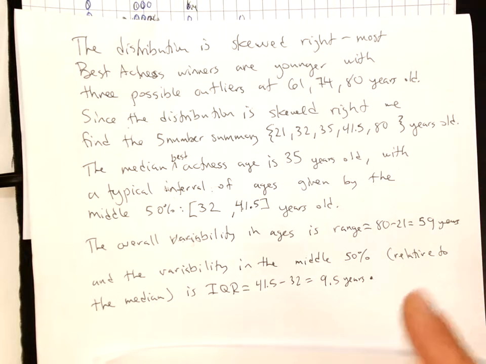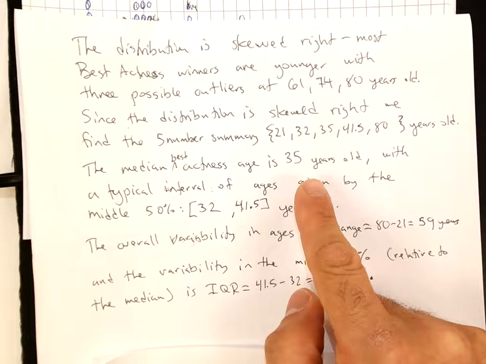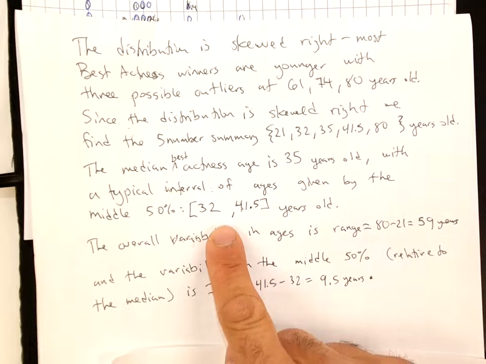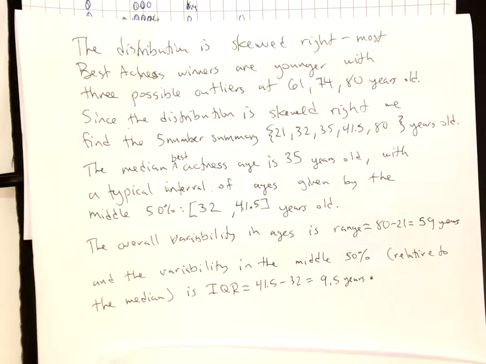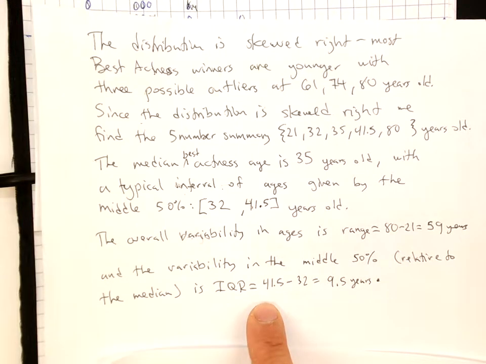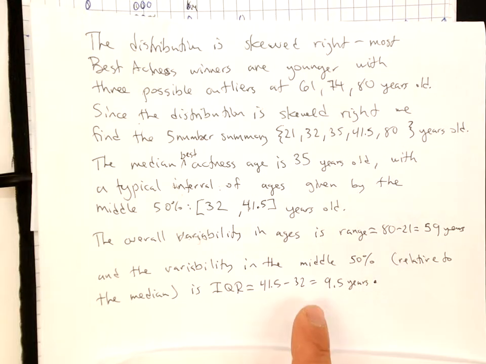Again, key points: the median is the typical value. The middle 50%, Q1 to Q3, is the typical interval, and the width of the typical interval, the IQR, which is Q3 minus Q1, measures variability in the middle of the distribution that is relative to the median.